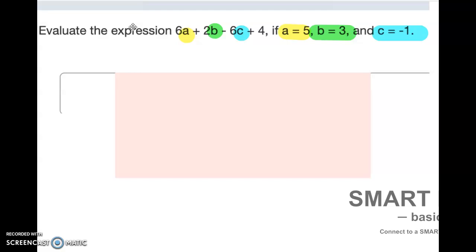So here the problem told us that a is equal to 5. That means everywhere in this expression where we see an a, we need to replace it with the 5. And when we substitute it in, we want to put it in parentheses.